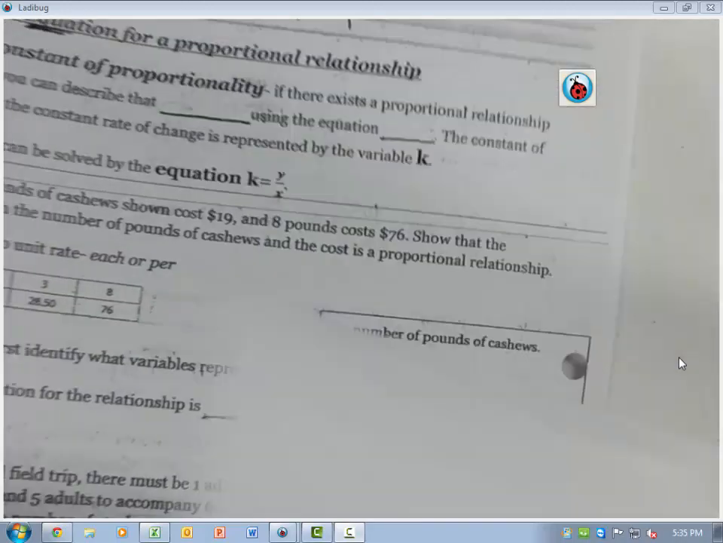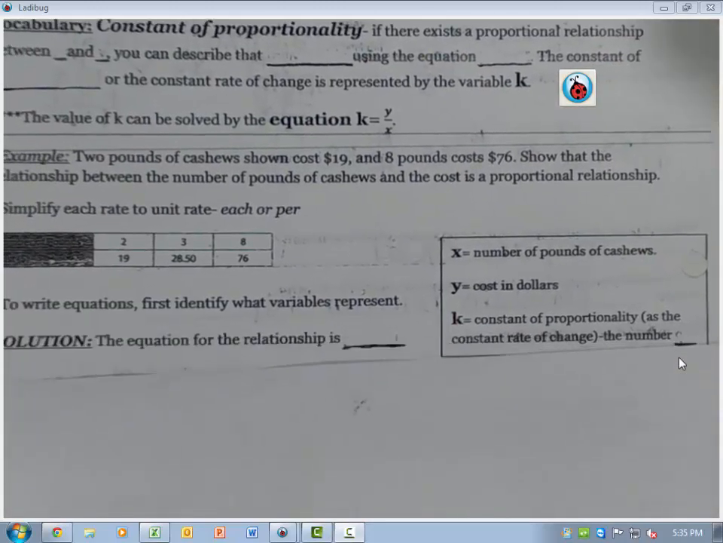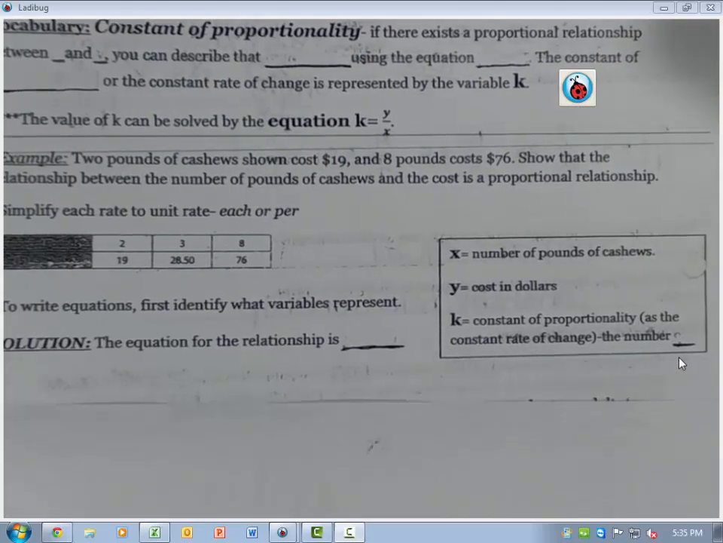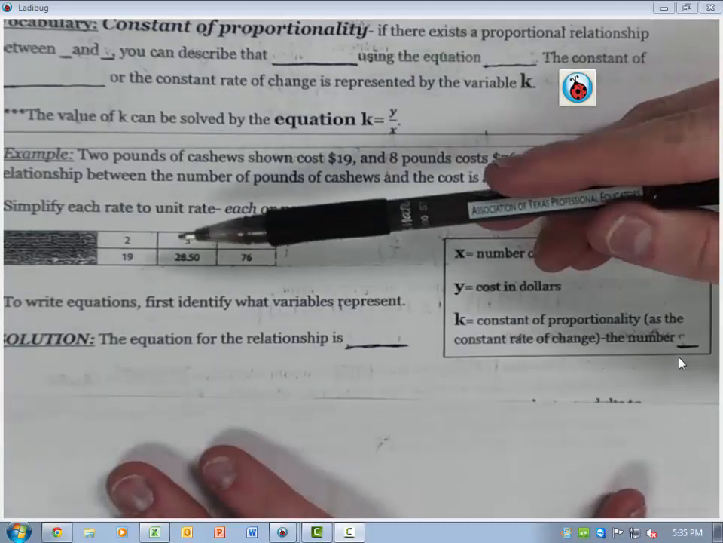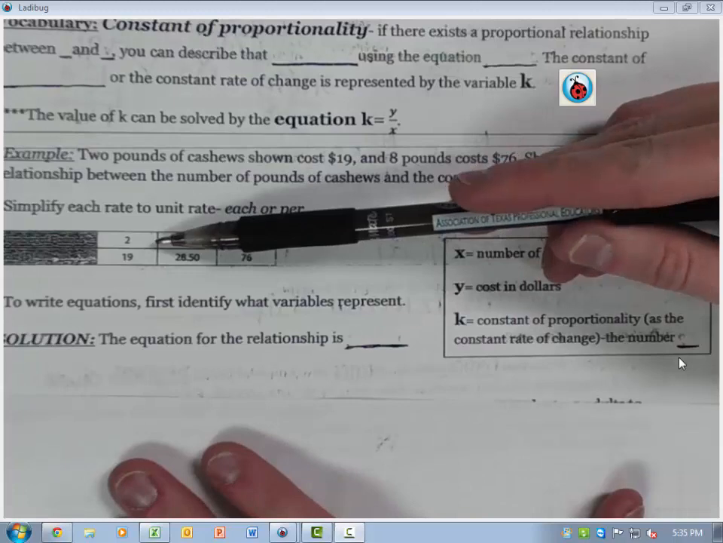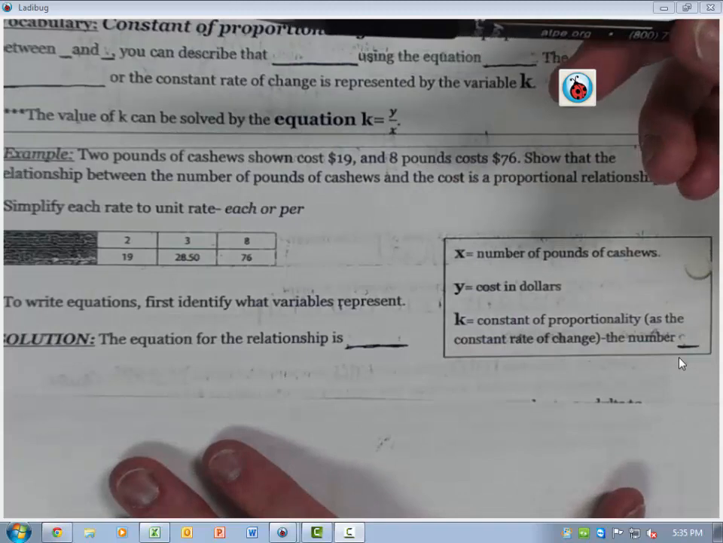Okay, so example: 2 pounds of cashews cost $19, and 8 pounds cost $76. Show that the relationship between the number of pounds of cashews and the cost is a proportional relationship. Okay, but Miss Smith, we don't have a unit rate. That's okay, because what I can do is find the constant of proportionality, or the constant rate of change, when I divide these two numbers. And then I can find my unit rate.